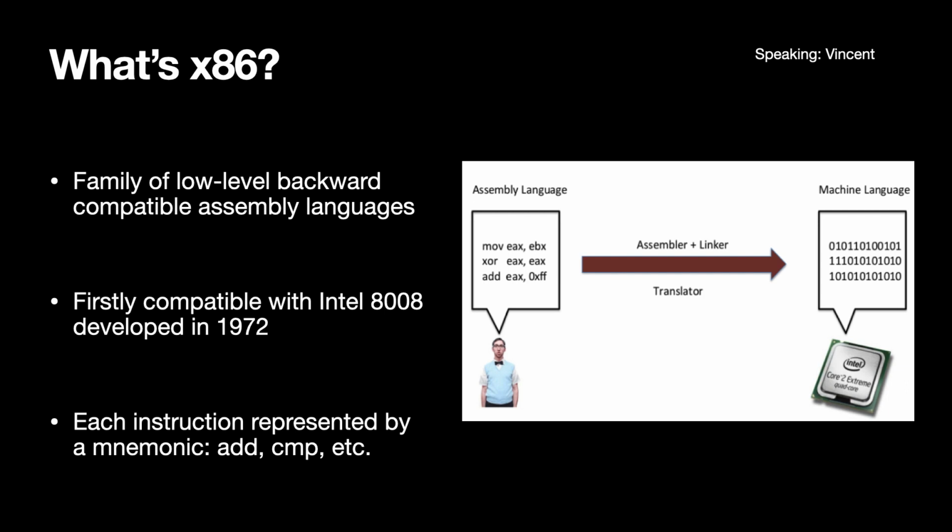First of all, what is x86? x86 is a family of backwards compatible assembly languages with some level of compatibility dating back to the Intel 8008 released in 1972. It is a low-level type of programming, meaning that there is a strong link between a program's statements and the computer's architecture and machine code instructions.